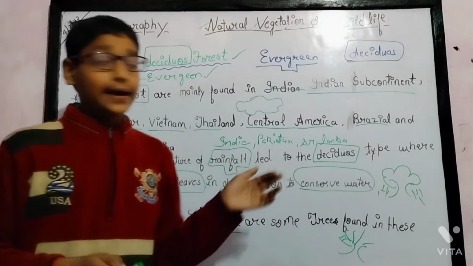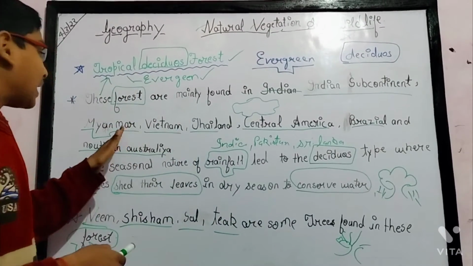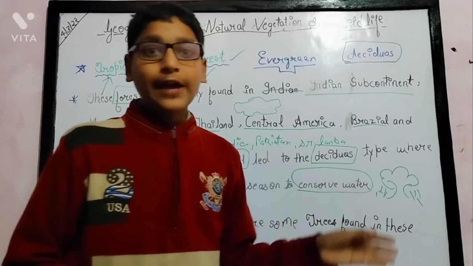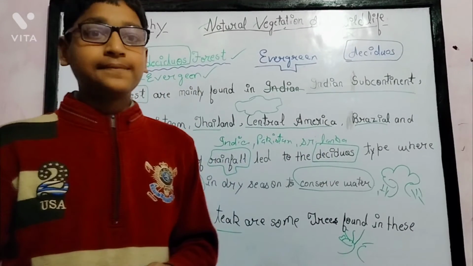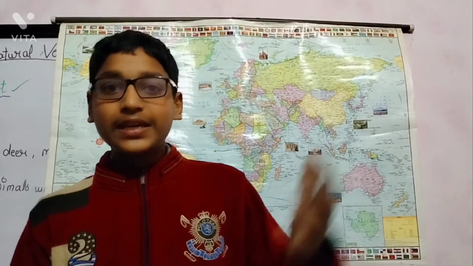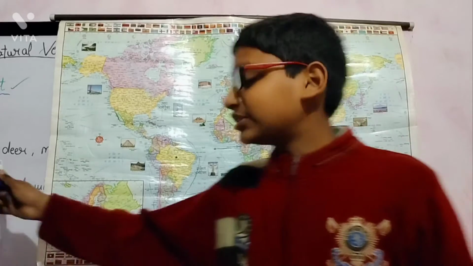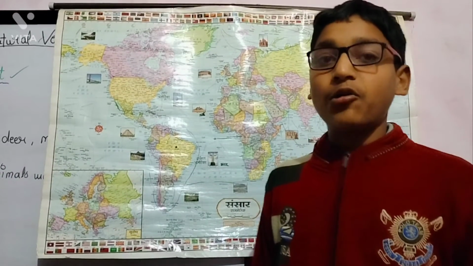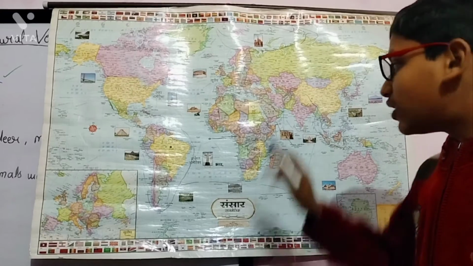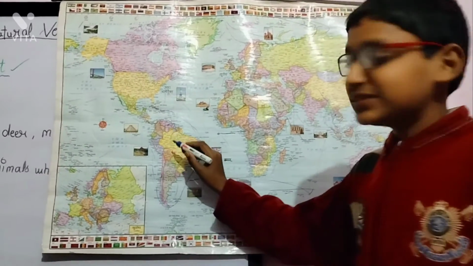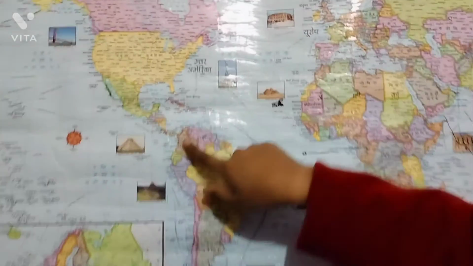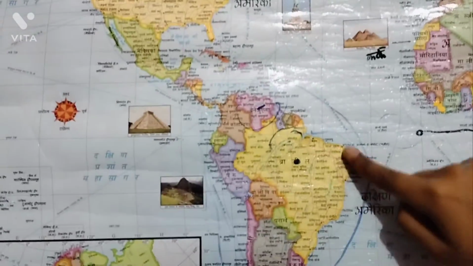Now let's see these places, Central Asia, Vietnam, on the map, and also see what types of animals are found in these forests. So now let's see the places that we have studied on the map, where the deciduous forests are found. We have studied that these forests are found in Brazil. As you can see in the map, Brazil is in this area. The whole yellow part of this is Brazil.